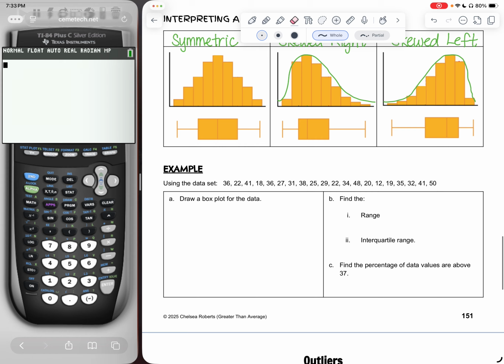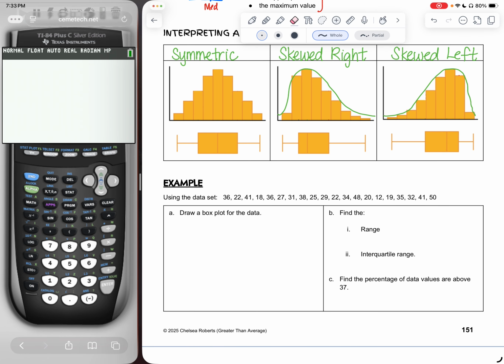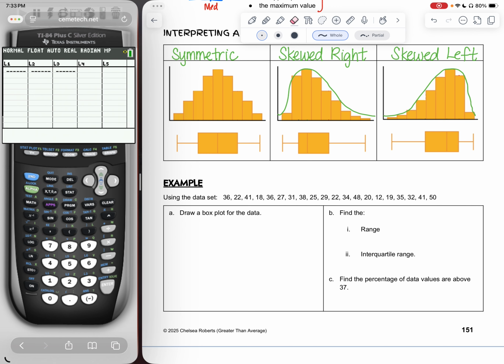Okay, so let's look at this example here. It says using this data set, we want to draw a box plot for the data. So what we are going to do is use our one variable statistics to find this information. We need to go to stat, edit, and put in our list of numbers like we normally do.